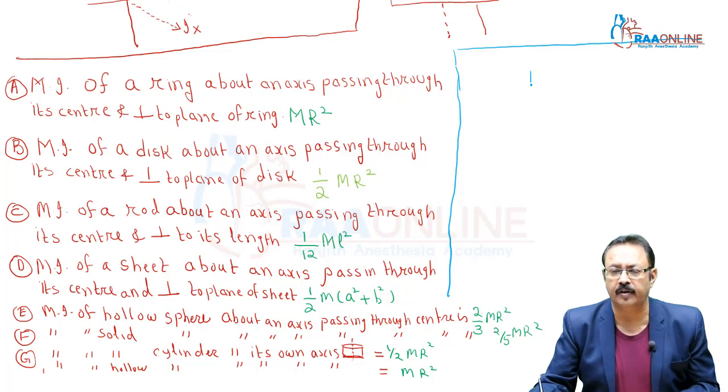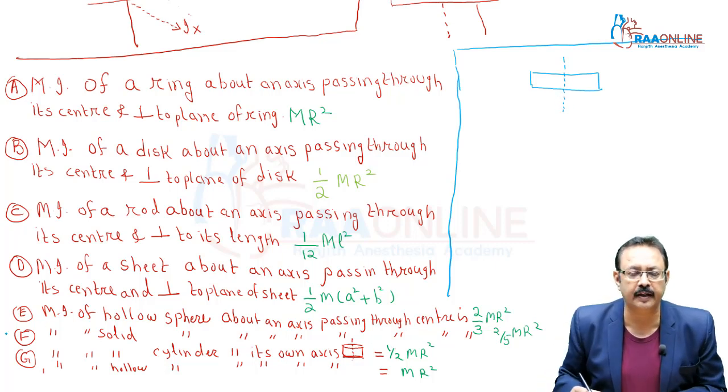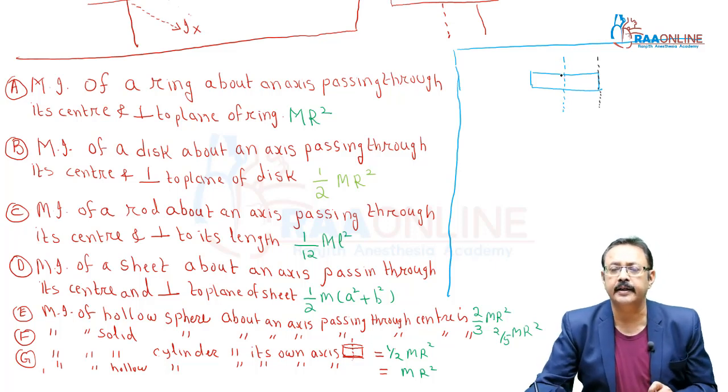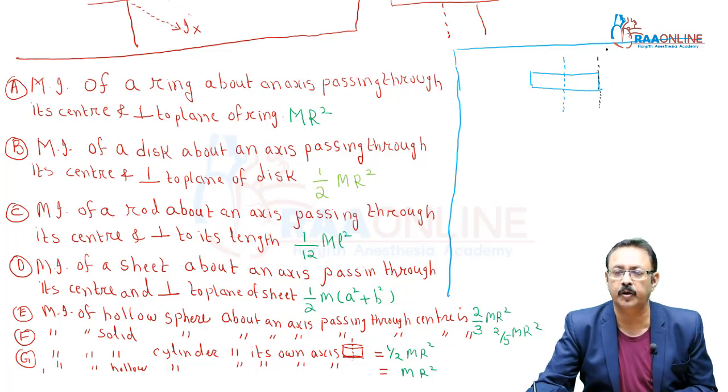Suppose I have this rod. I know the moment of inertia about this axis, but my target is now different. In my numerical, I need the moment of inertia about this axis, which is parallel to the axis passing through the center, perpendicular to the length, but it is passing through its one end. I want to calculate about this.